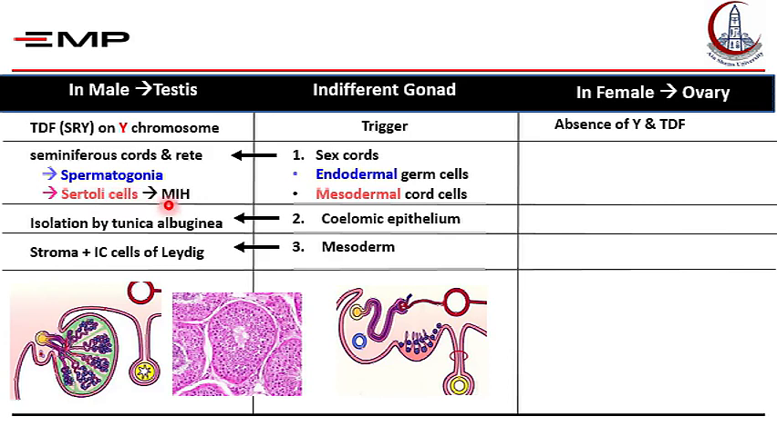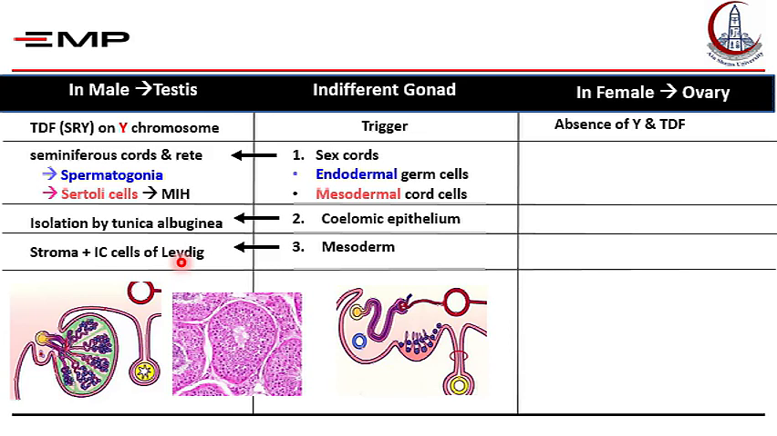These Sertoli cells produce a hormone called Mullerian inhibiting hormone, or Mullerian inhibiting factor. And as I just said, the coelomic epithelium is separated from the cords by tunica albuginea. Now, the mesoderm in between will form the stroma, that is to say the capsule and septa that divide the testis into compartments, and will form the endocrine cells situated here that are called interstitial cells of Leydig, which produce testosterone.